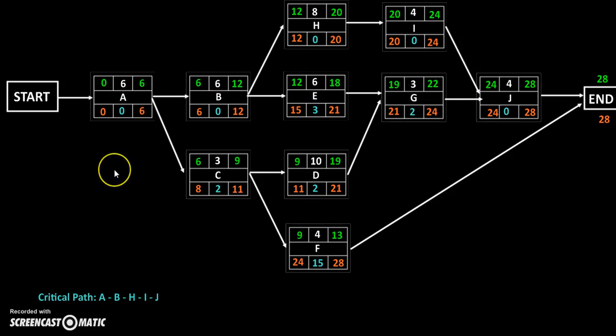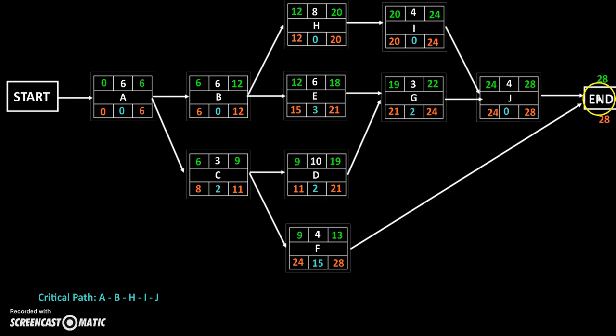This 28 was calculated using these duration times. But they weren't true duration times. We used the expected times, which was an average based on optimistic and pessimistic times as well. So what this 28 is, is actually the average, the mean completion time. So really there's a 50-50 chance, or a 50% chance, that the project will be completed in 28 days or less, and a 50% chance that it will take longer than 28 days, sorry.